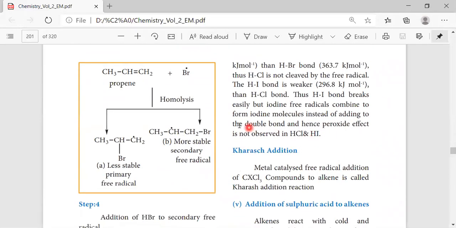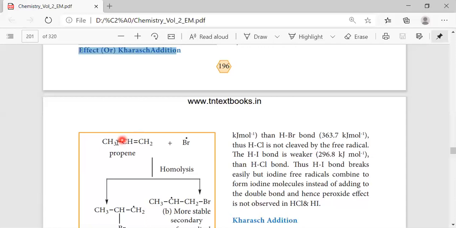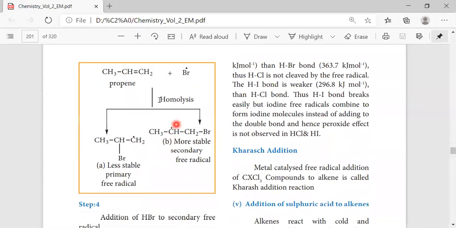radical form. Now we are having the propane with the one radical that leads to the formation of a homolysis, that is a less stable product and then a more stable product. There is a primary and then secondary. So when we compare both, secondary is more stable.